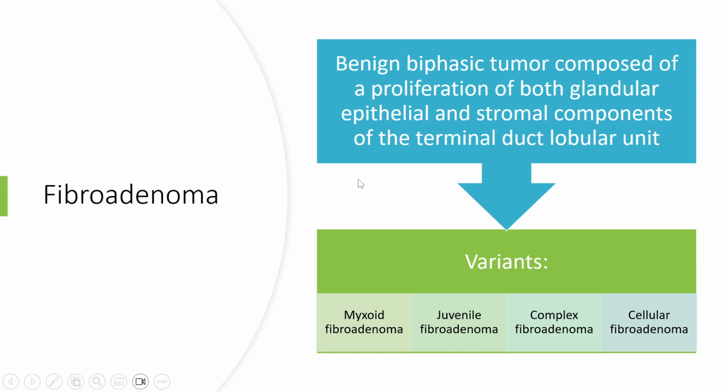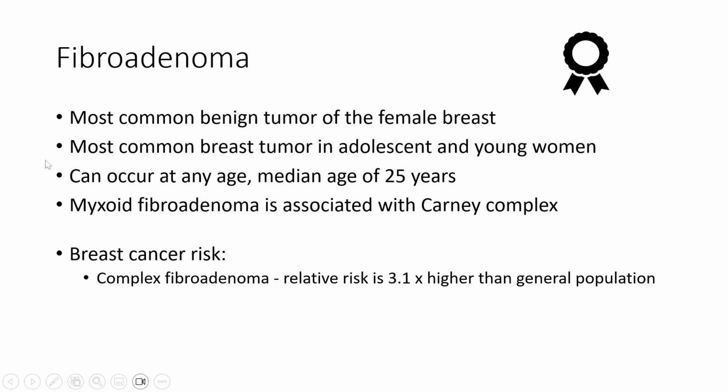Fibroadenoma is a benign biphasic tumor composed of both glandular epithelial and stromal component proliferation of the terminal duct lobular unit, and there are 4 variants, and we will talk about some details of these variants. Basically, it is the most common benign tumor of the female breast, but in an examination, if they ask you what is the most common benign pathologic change or lesion, that is fibrocystic changes.